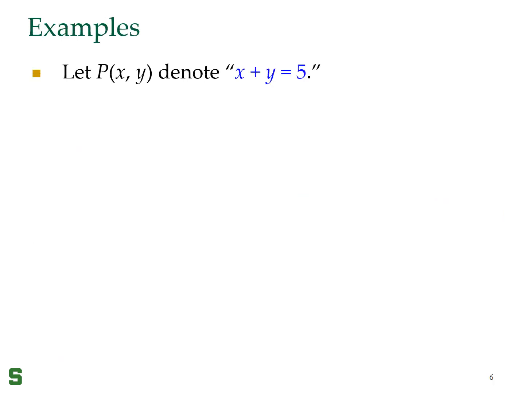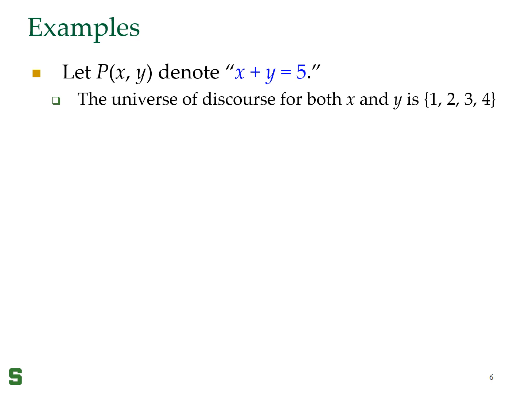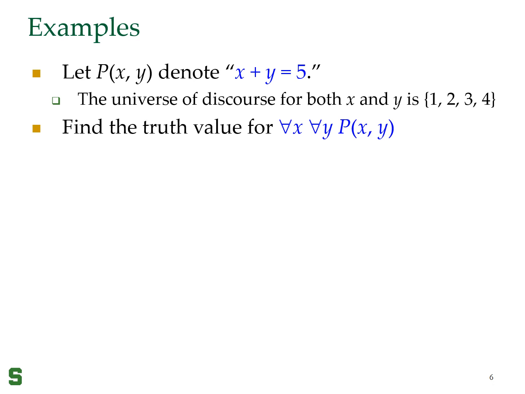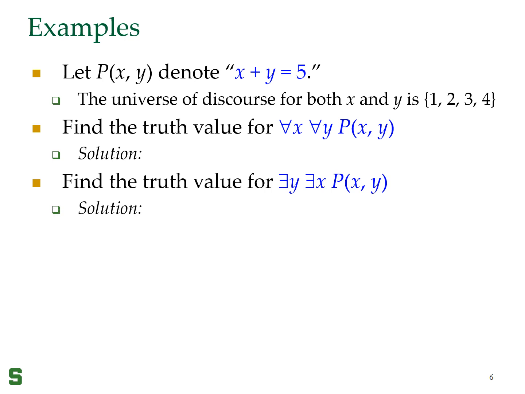So let's look at an example. Let's say p of xy is the predicate x plus y is equal to 5. Let's say the universe of discourse for both x and y is 1 through 4. We want to find what is the truth value of for all x for all y p of xy. The second one is there exists x, there exists y p of xy.